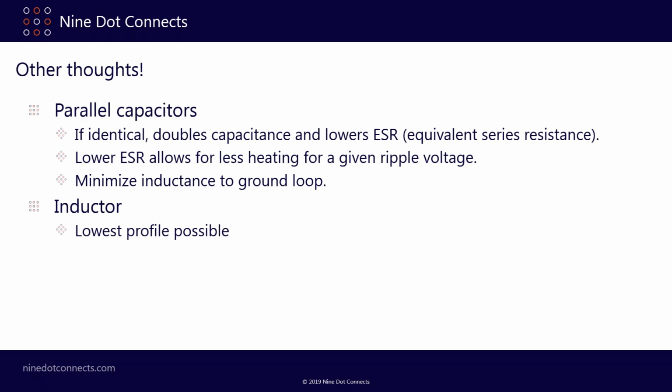You want to make it the lowest profile possible and make it shielded. If you shield it, you're minimizing the magnetic fields being radiated. And obviously, since we're talking about loop area, well, then you need the smallest footprint.